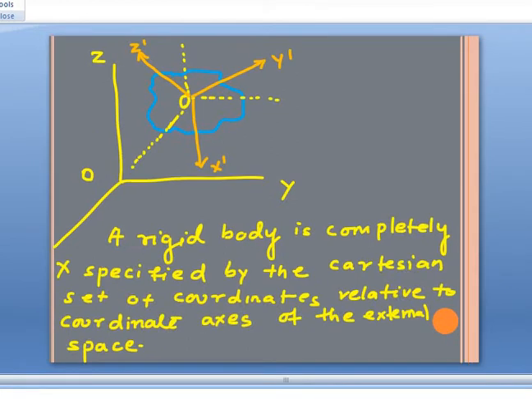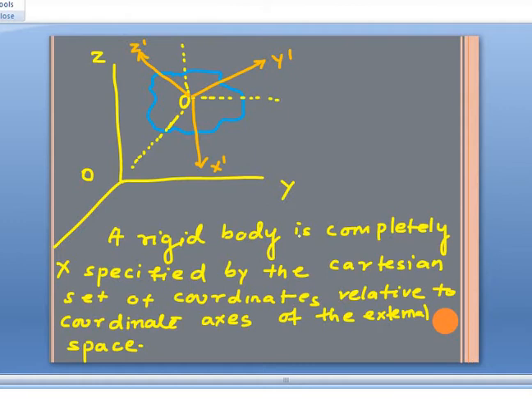Now, when you want to define a rigid body, let us consider this as a rigid body. To define a rigid body, you need two sets of coordinates. A body is completely described by one set of coordinates relative to the external set of coordinates. So you have a rigid body, you have the primed coordinates, with respect to the external set or the space set of coordinates. This is the external set of coordinates.